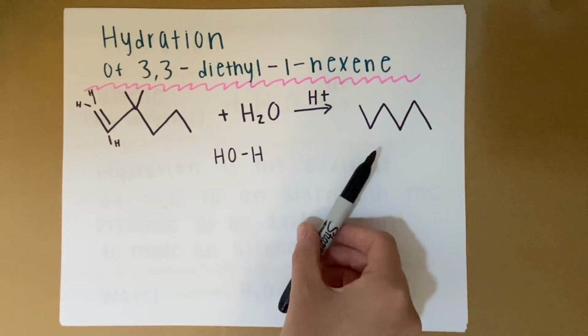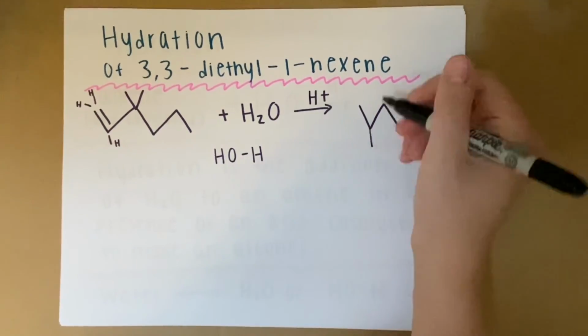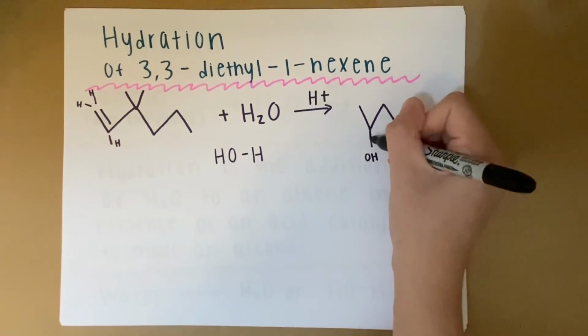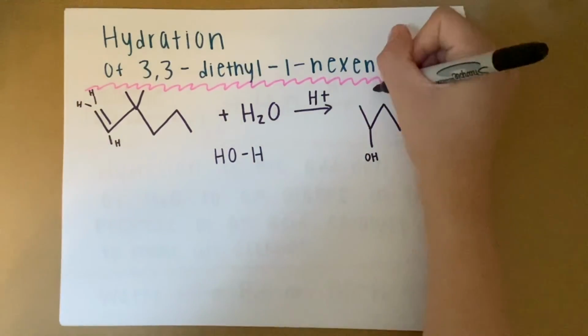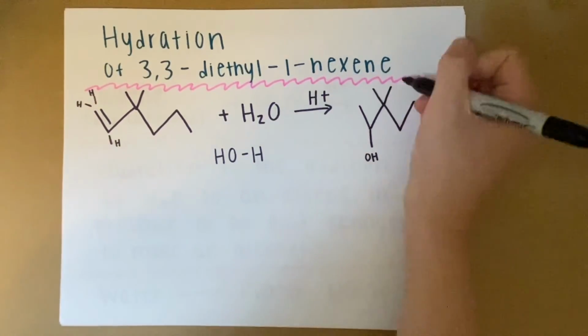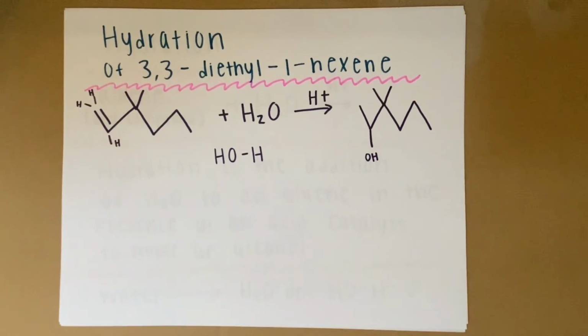So we got rid of our double bond, and now let's add our OH group to the second carbon. Let's not forget to add our substituent groups to where they belong. So this would be our correct product of the hydration of 3,3-diethyl-1-hexene.